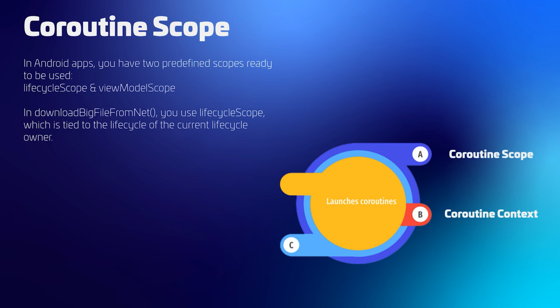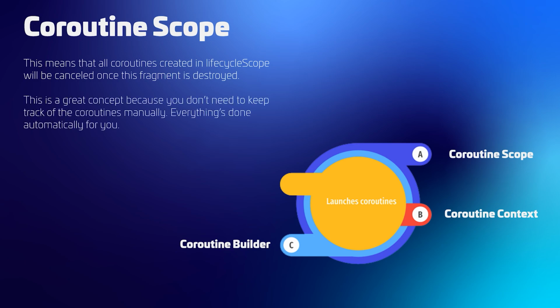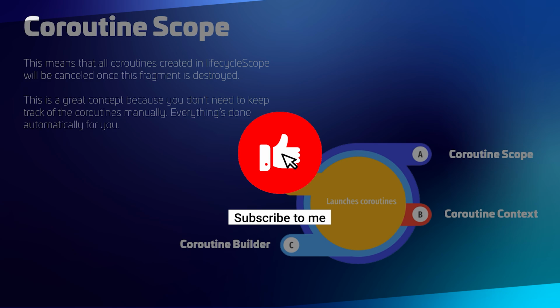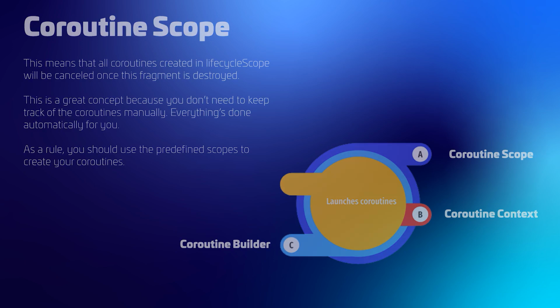lifecycle owner. Here is the bigger circle, the coroutine scope, the coroutine context, and the coroutine builder. This means all the coroutines created in lifecycle scope will be canceled once this fragment is destroyed or the activity is destroyed. This is a great concept because you don't need to keep track of all coroutines manually. Everything's done automatically for you. As a rule, you should use the predefined scopes to create your coroutines.